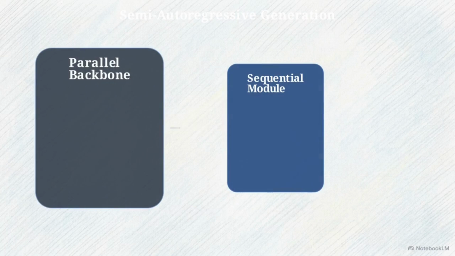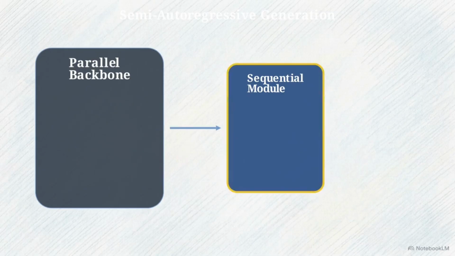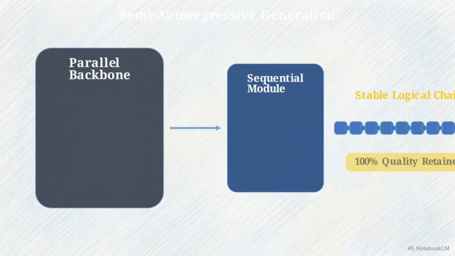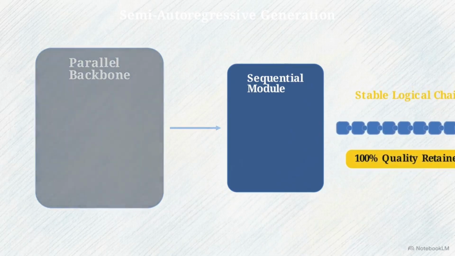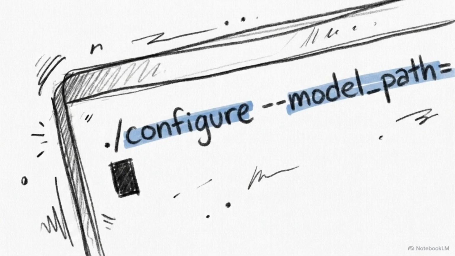This illustrates semi-autoregressive generation. A large parallel processing block links to a smaller sequential node. The parallel block drafts token batches simultaneously, while the sequential module maps exact dependencies, organizing them into a stable logical chain. This completely eliminates accuracy drops of older blind drafting methods. Pulling these specific Hugging Face checkpoints gives you the exact dual-module architecture required to draft large blocks of text accurately, entirely eliminating blind guessing.